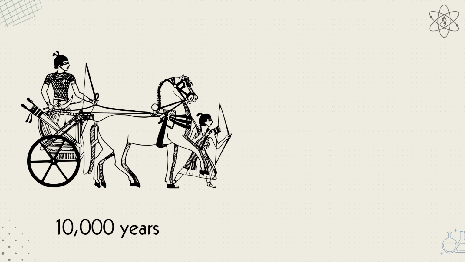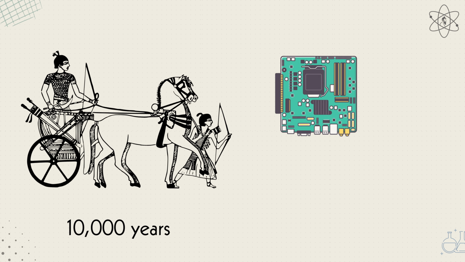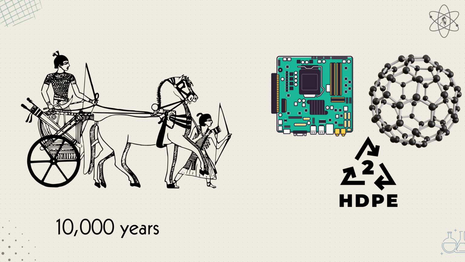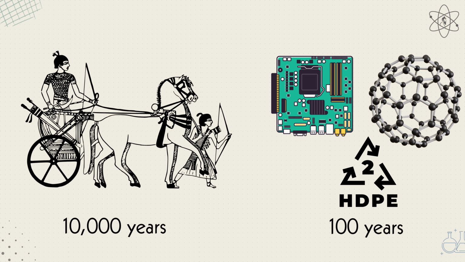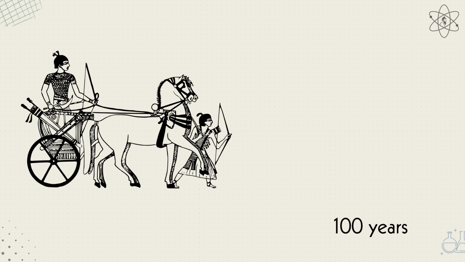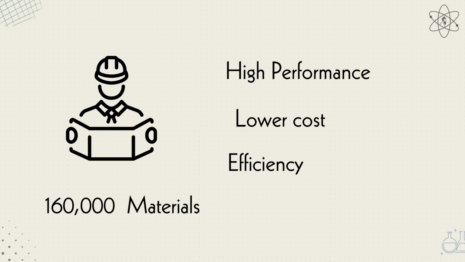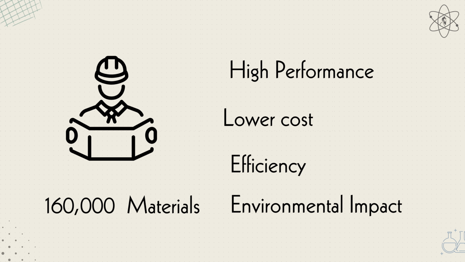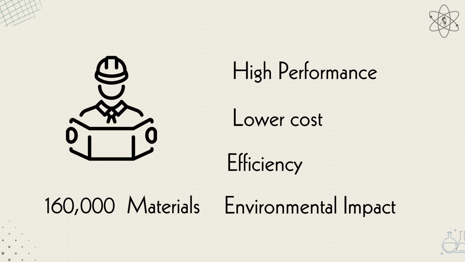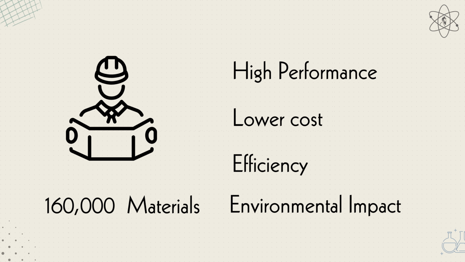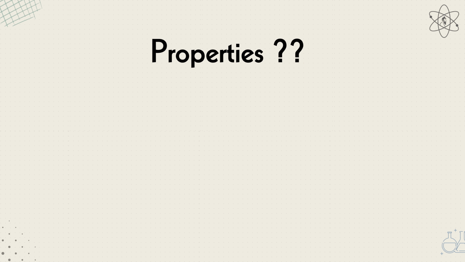Humans have been using materials for over 10,000 years, yet nearly all the materials we rely on today were developed within the last century. And the number is staggering. Modern engineers have access to over 160,000 different materials. With growing demands for higher performance, lower cost, greater efficiency, and minimal environmental impact, choosing the right material has never been more critical. It's all about the properties that decide the material selection.